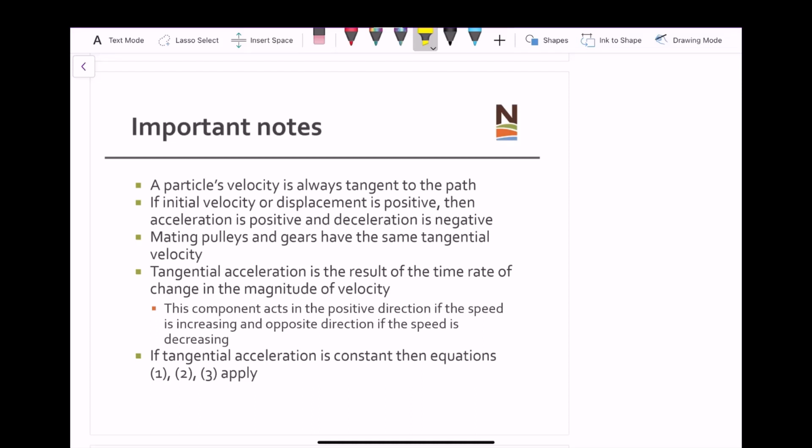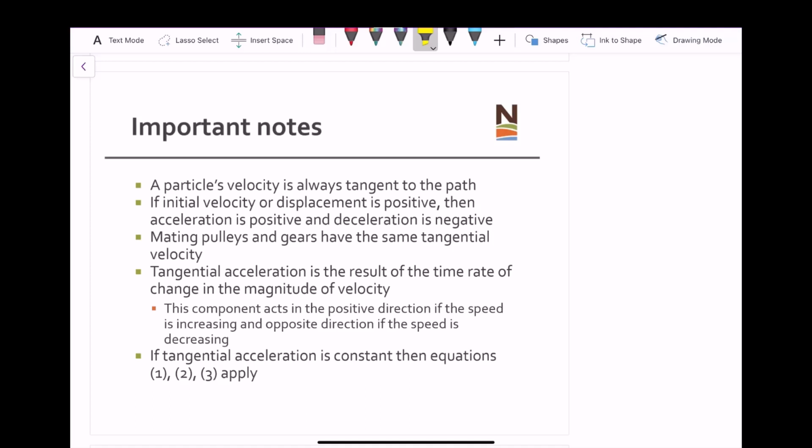However, there are some important notes that I would like you to be thinking about when you're trying to complete the practice problems. First is that a particle's velocity is always tangent to the path. So there is not a normal and a tangential velocity. There's just the tangential velocity when we're dealing with angular motion. Okay, we can convert from an angular velocity to a tangential velocity. If initial velocity or displacement is positive, then acceleration is positive and deceleration is negative. So that hasn't changed from the previous chapter.